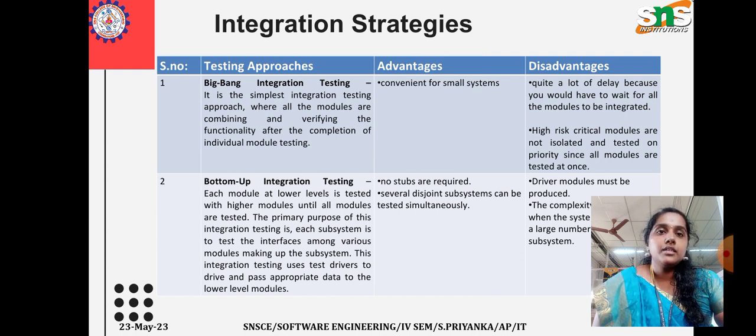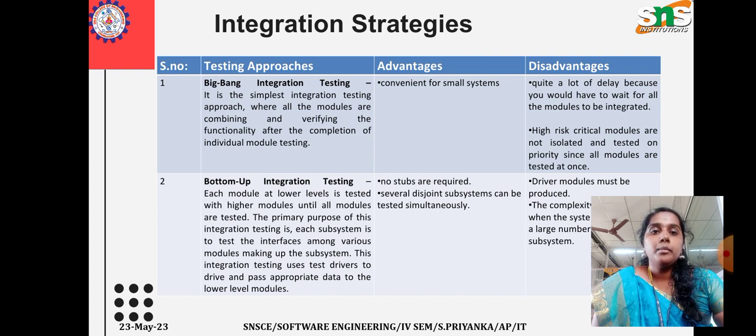First, coming to Big Bang integration testing. It is the simplest integration testing approach, where all the modules are combined and the functionality is verified after the completion of individual module testing. The main advantage is that it is convenient for small systems. The main disadvantage is quite a lot of delay, because you have to wait for all the modules to be integrated. Here, high risk critical modules are not isolated and tested on priority. All modules are tested at once.